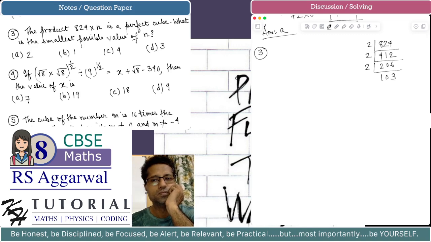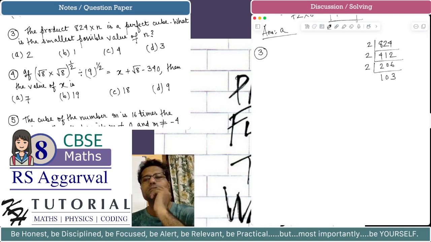The product is a perfect cube. What is the smallest possible value of n? 103, because 103 is a prime number.